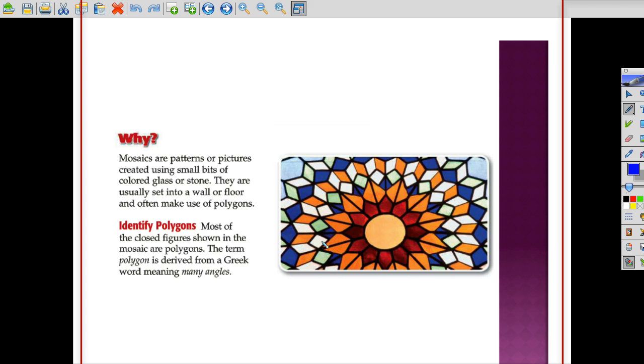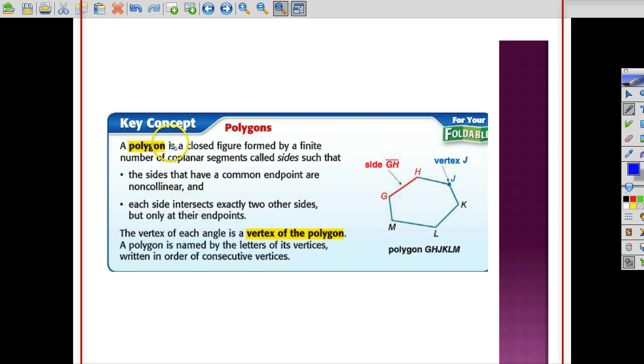So, identifying polygons. Most of the closed figures shown in the mosaic are polygons. Every little shape that you see inside is called a polygon. The term polygon is derived from a Greek word meaning many angles. Okay, so the concept is polygons.